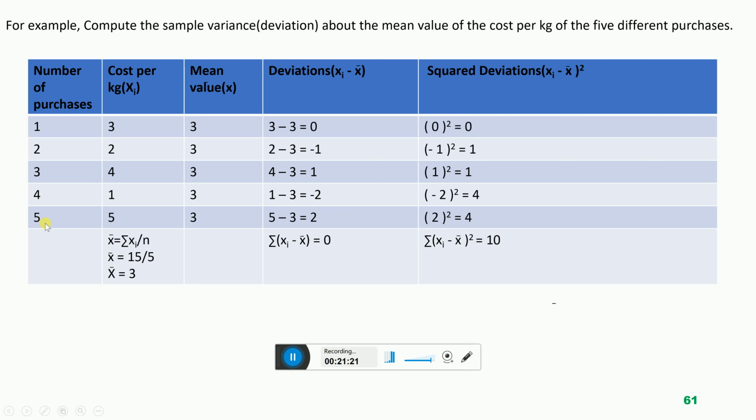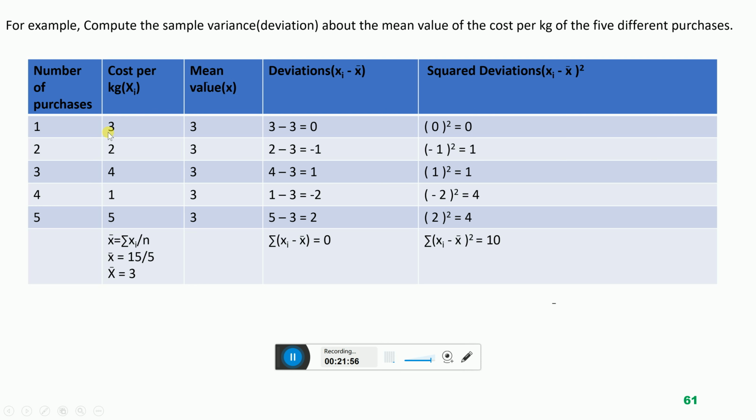So these are the first column, the table represents data: number of purchases, first column 5 purchases, cost per kg. We use the symbol XI for that. These are data items. Yani the company is purchasing 5 different raw materials and the prices of the 5 different raw materials are given in column 2 as cost per kg. So XI represents the symbol for the 5 different raw materials.